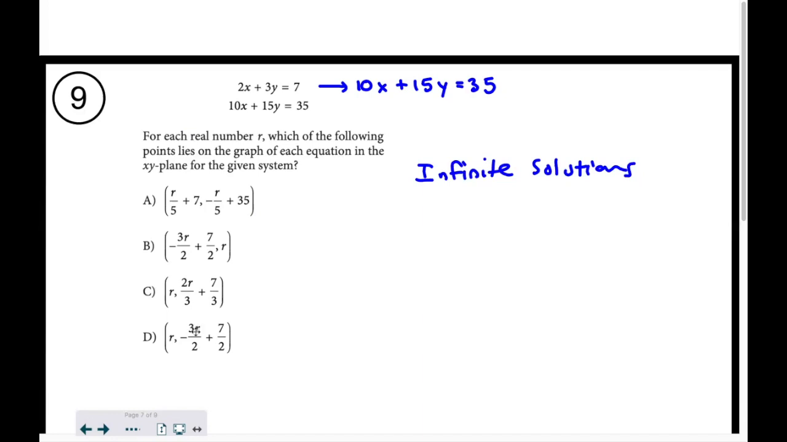So the idea is this. Since there's an infinite number of solutions, we come up with a general ordered pair with this other variable that represents all the solutions that would lie on this line, because it's just one line. You graph one line and then the other lines on top of it.